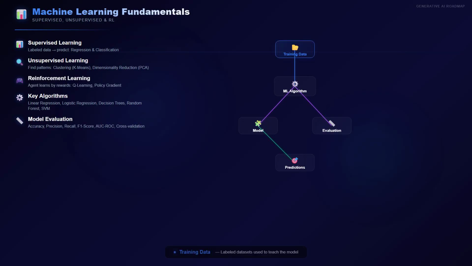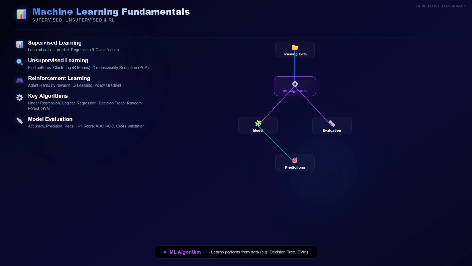Machine learning is the foundation that generative AI is built upon. There are three main paradigms you need to understand. Supervised learning uses labeled data to learn a mapping from inputs to outputs. Classification predicts categories like spam or not spam. Regression predicts continuous values like house prices.